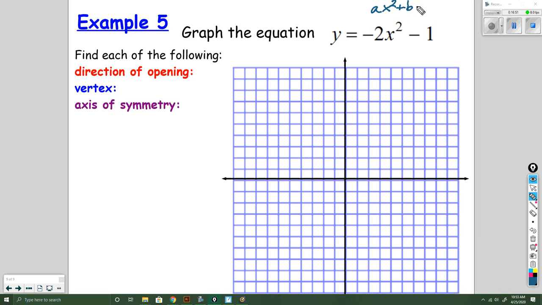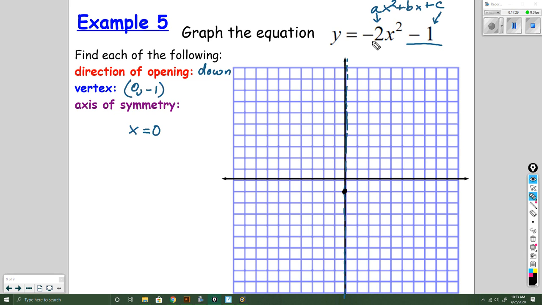Remember, in standard form, it's ax squared plus bx plus c. And fortunately for us, we can find a and c right away. So the direction of opening is going to be down. The vertex is going to be affected by that minus 1 at the end. But x is going to be 0, so the vertex is going to be 0, negative 1. And then the axis of symmetry is x equals 0. So let me graph that axis of symmetry. And then from there, we're going to graph the vertex, 0, negative 1.